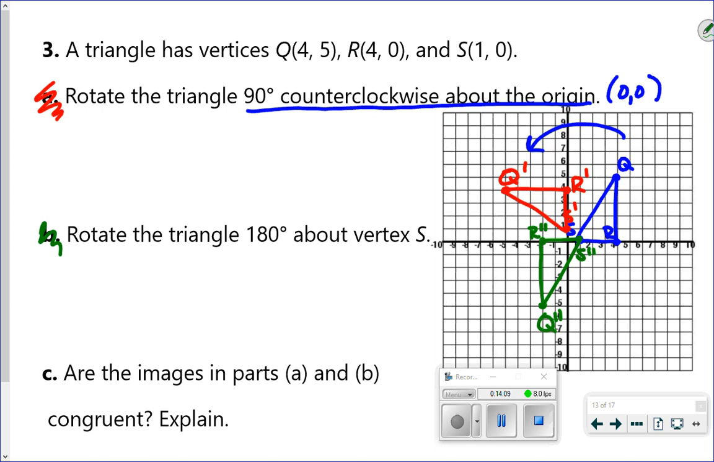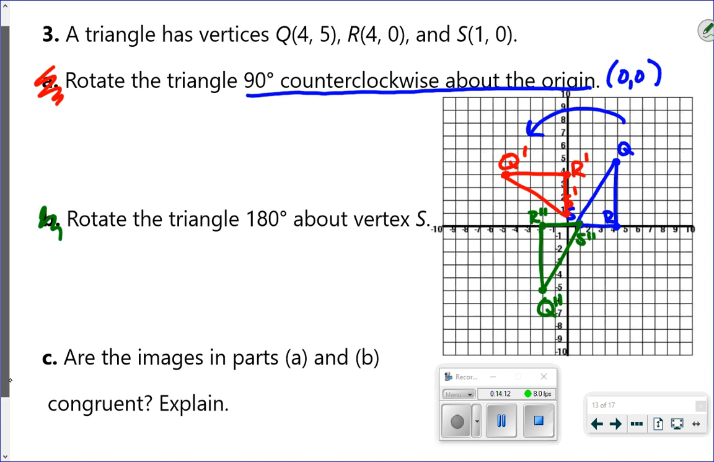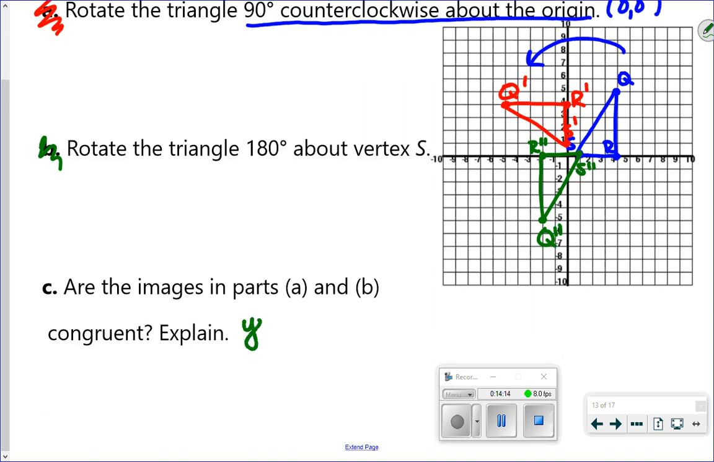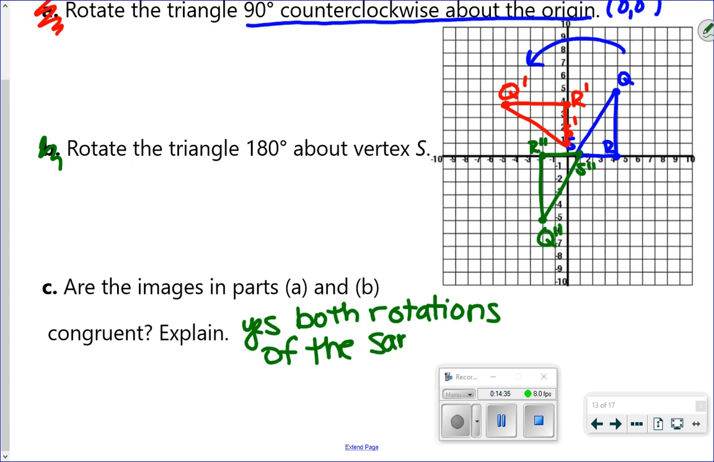And then C, are they congruent? Yes, they are. They are both rotations of the same figure. If you have two figures that are rotations, they're still going to be congruent. The size isn't changing, just the position on the coordinate plane. So both rotations of the same figure.